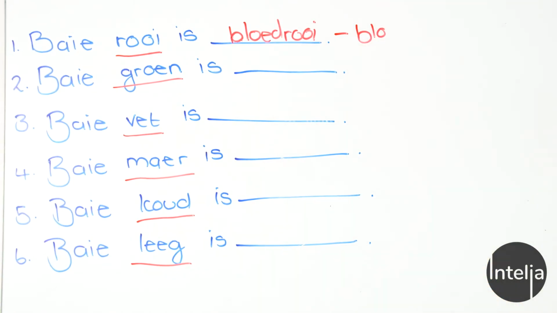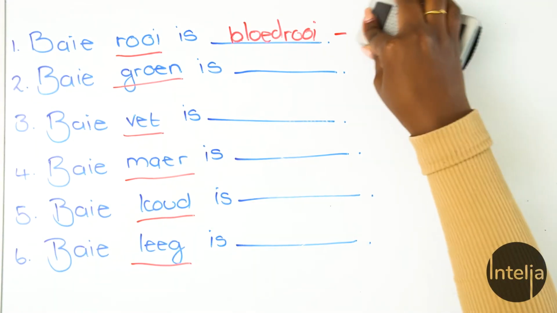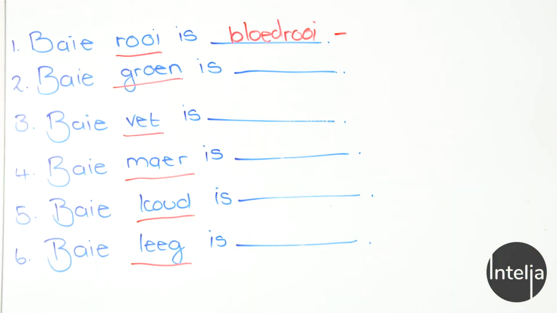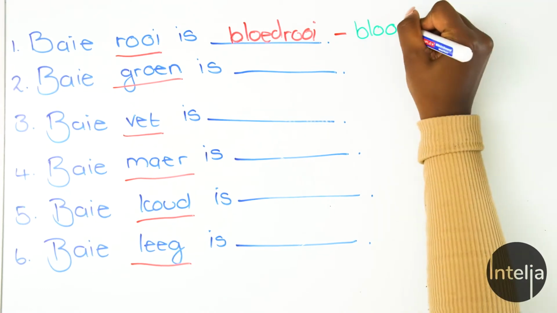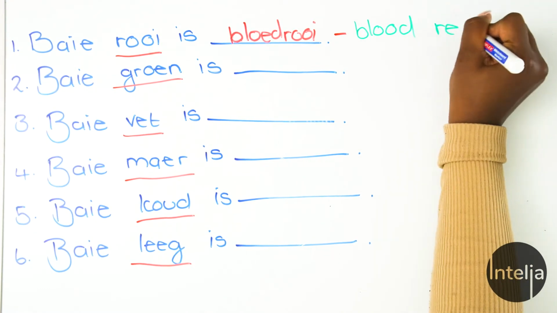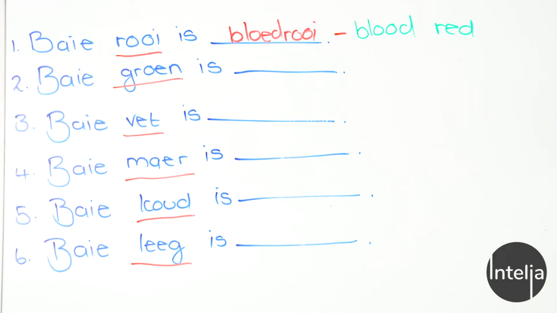Let me do the translation. I'm gonna try and translate these to the best of my ability. I won't be able to translate all of them because some of them, I really can't, but I will try. Bloedrooi, blood red. That makes sense, right? Some of these, when I translate them, are not gonna make sense, but I'll try to explain it so that it does make sense to the best of my ability.